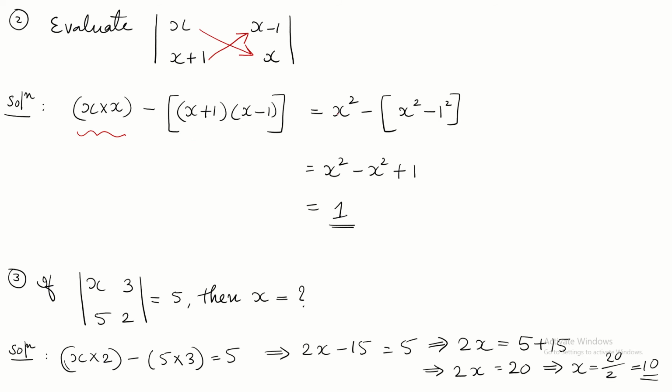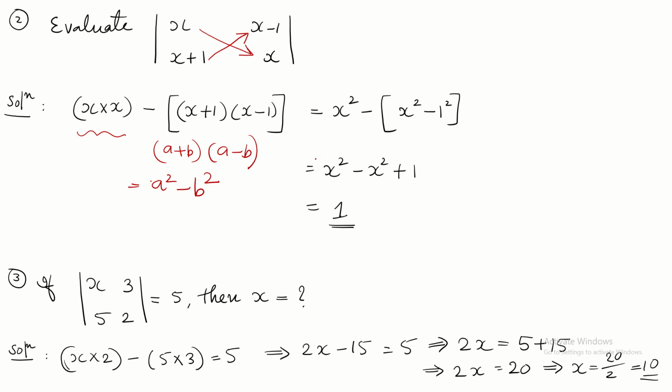So x into x is x square, minus. Here I am using an identity. Which identity should I use? a plus b into a minus b. What is the answer? a square minus b square. So here it is x square minus 1 square.